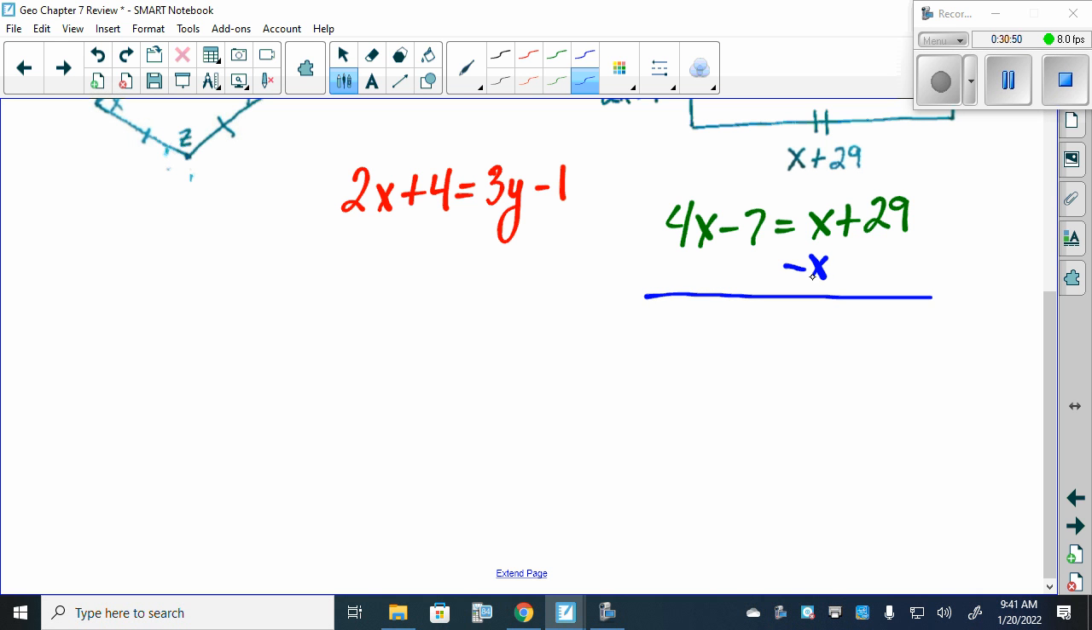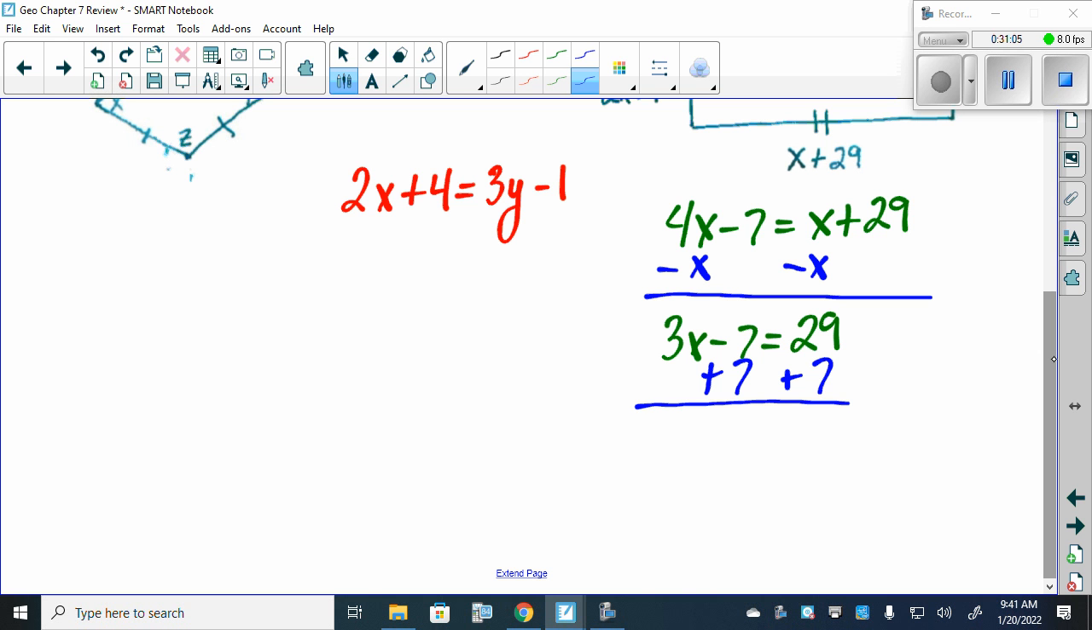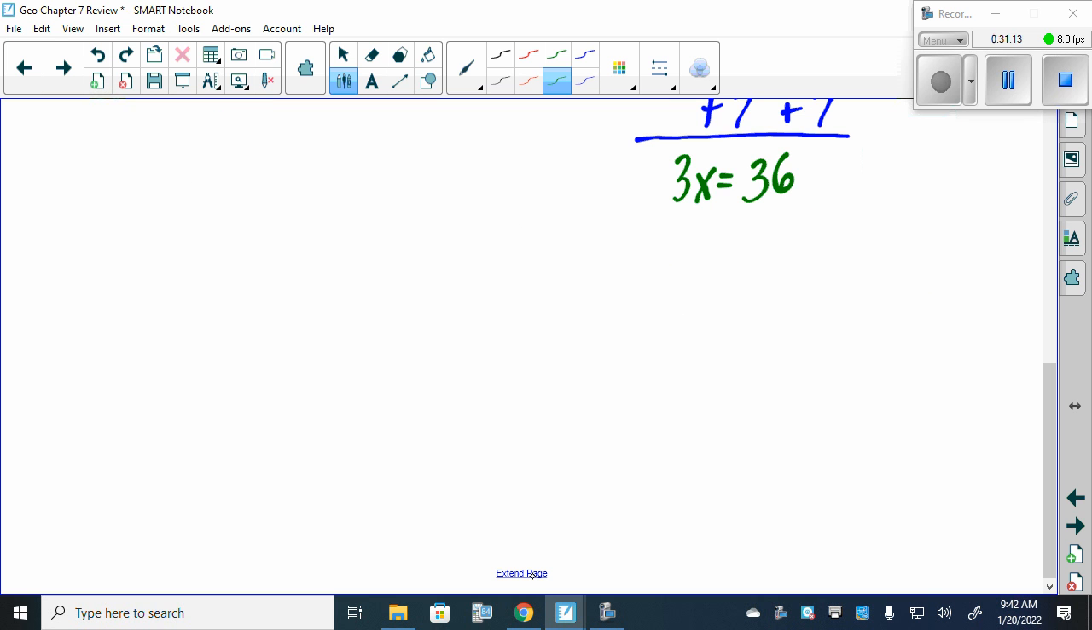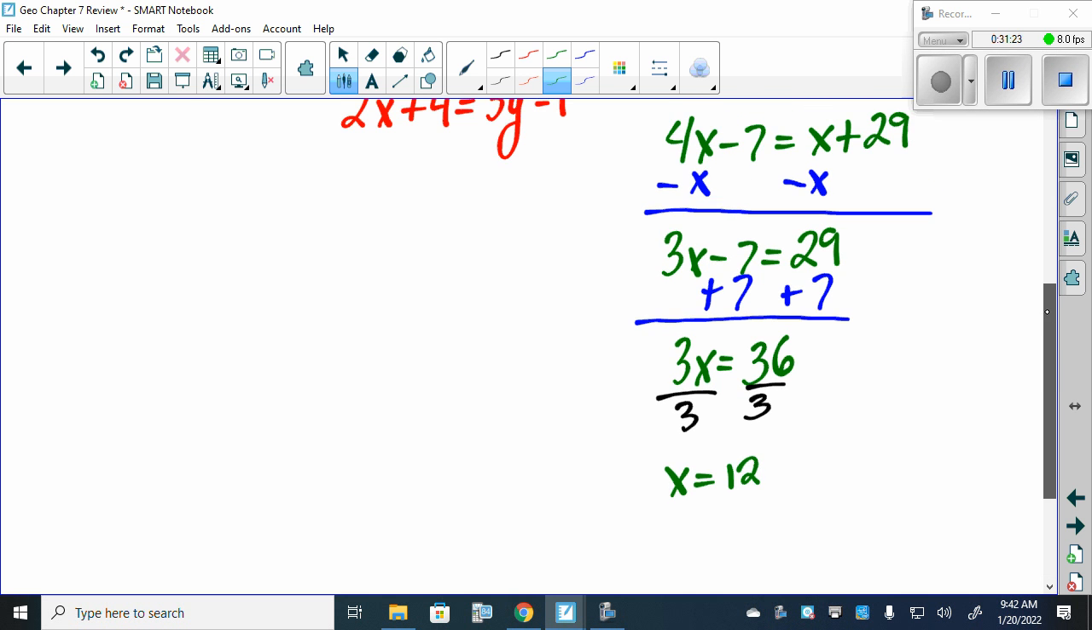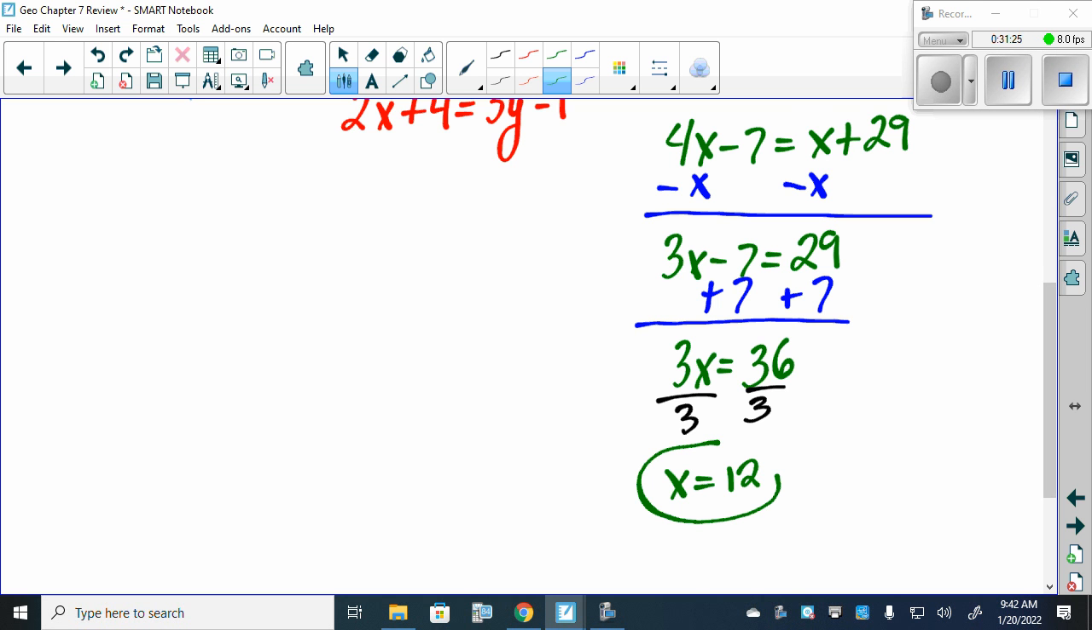So the first thing we could do is subtract x from both sides, which will tell us that 3x minus 7 is equal to 29. Then we can add 7 to both sides. This shows us that 3x is equal to 36. Divided by 3, I can scroll up here in a second. X is equal to 12.